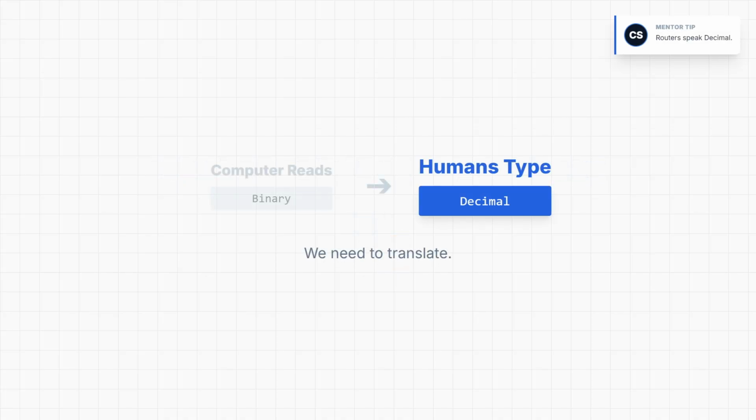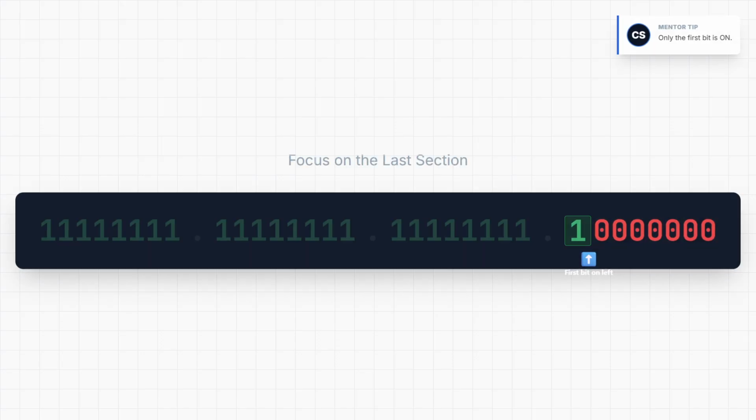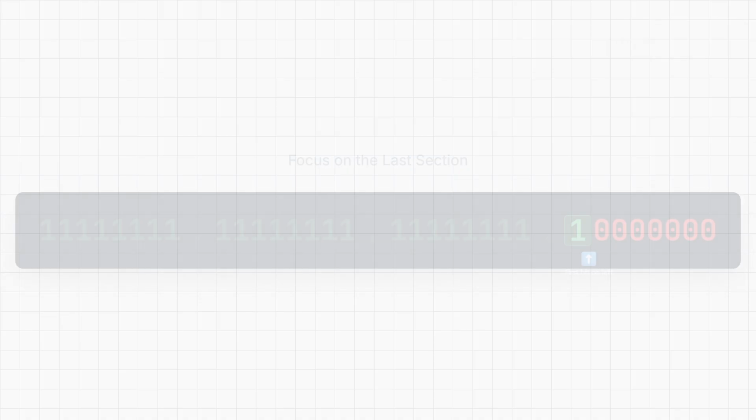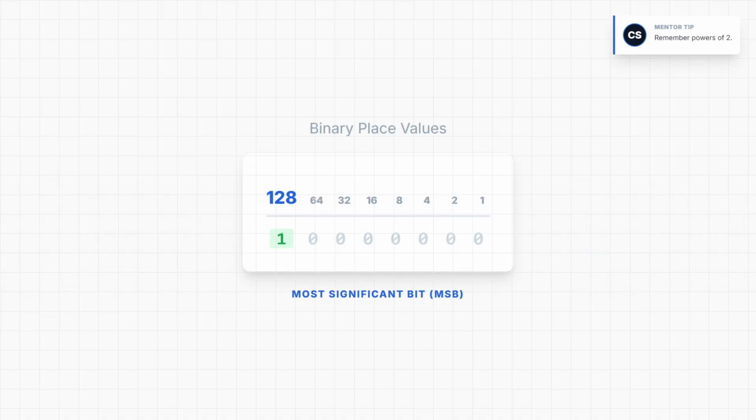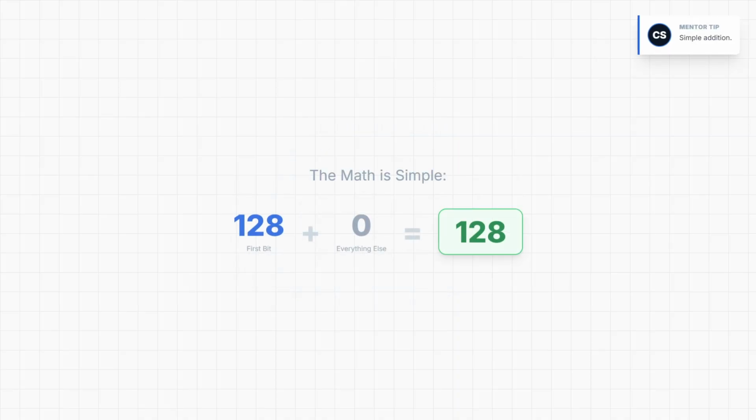Computers read binary, but we humans need to type decimal numbers into our routers, so we have to translate this new pattern. In the last section of the mask, the last octet, we used to have 8 zeros. That equaled 0. But now, we have 1 bit turned on. And it is not just any bit. It is the very first bit on the left. In the binary place value system, that first position is the most significant bit. It holds the highest value. That single position is worth 128 because that is the only bit turned on in the last section. The total value of that section is 128.